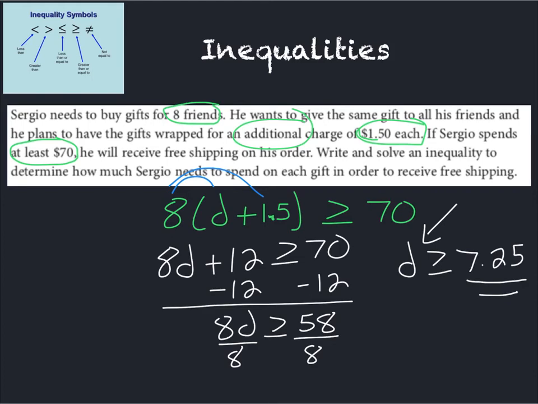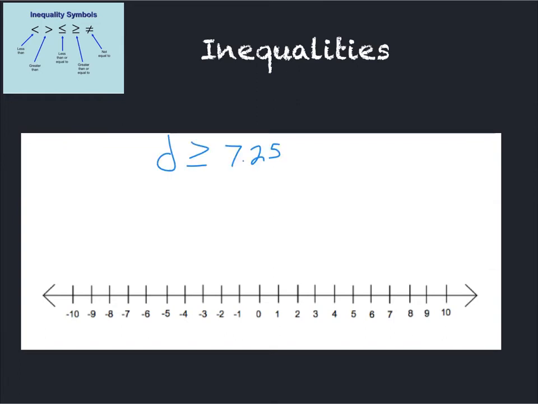How would we graph this? Because it's greater than or equal to, we'd have a closed circle right at around 7.25, and the gift can be any amount over $7.25. So we would shade the right-hand side. That's how you would graph it. Make sure you know how to do that. Closed circle because it's greater than or equal to, and d can be any number that's bigger than $7.25.